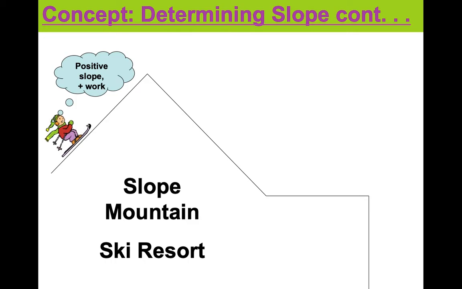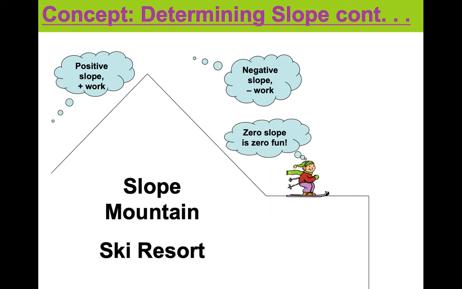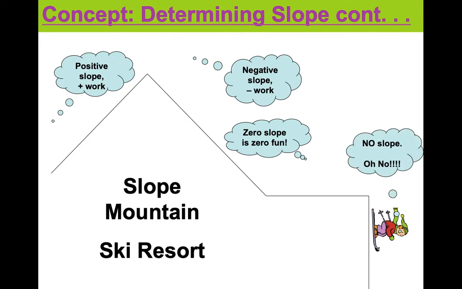So you have to do work to go up a positive slope. So that's why it's positive. You go down the hill, you don't have to do any work, or you do less work. So it's a negative slope. When you get to a flat place, zero slope is fun because you don't have to hang on for dear life and you really don't have to work. You just kind of go along. But then you get to the undefined slope. And an undefined slope means you just go straight on down.